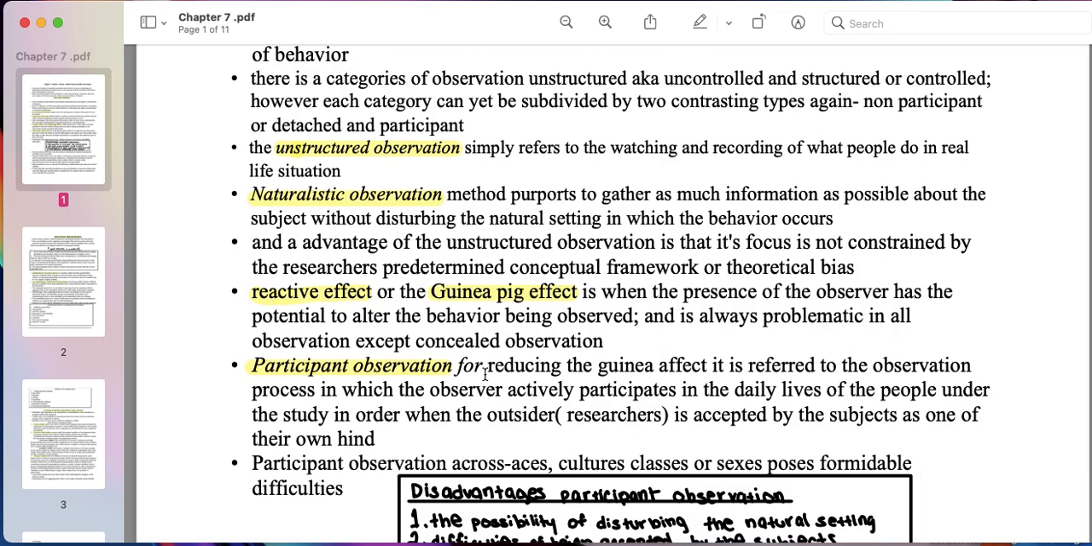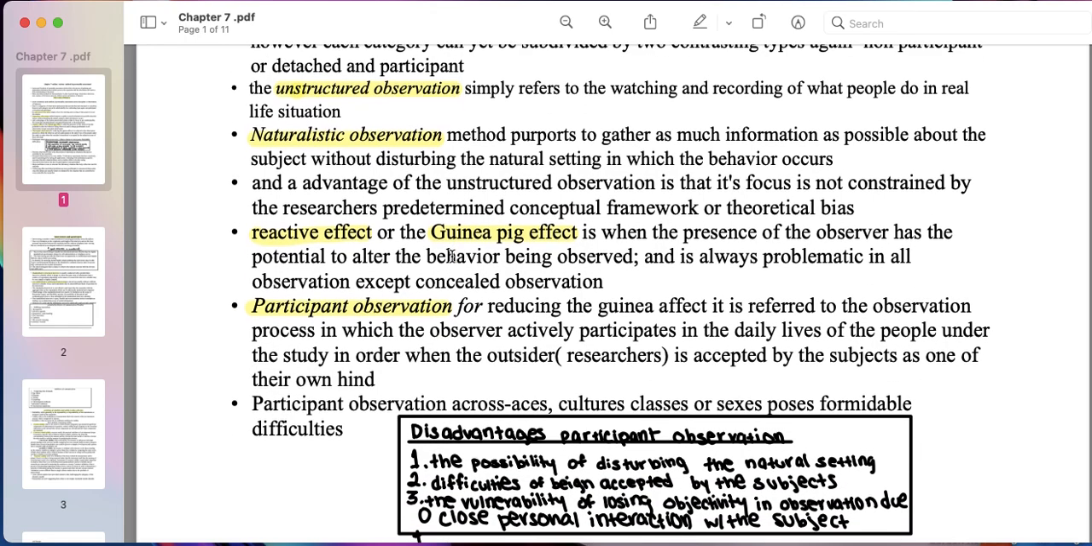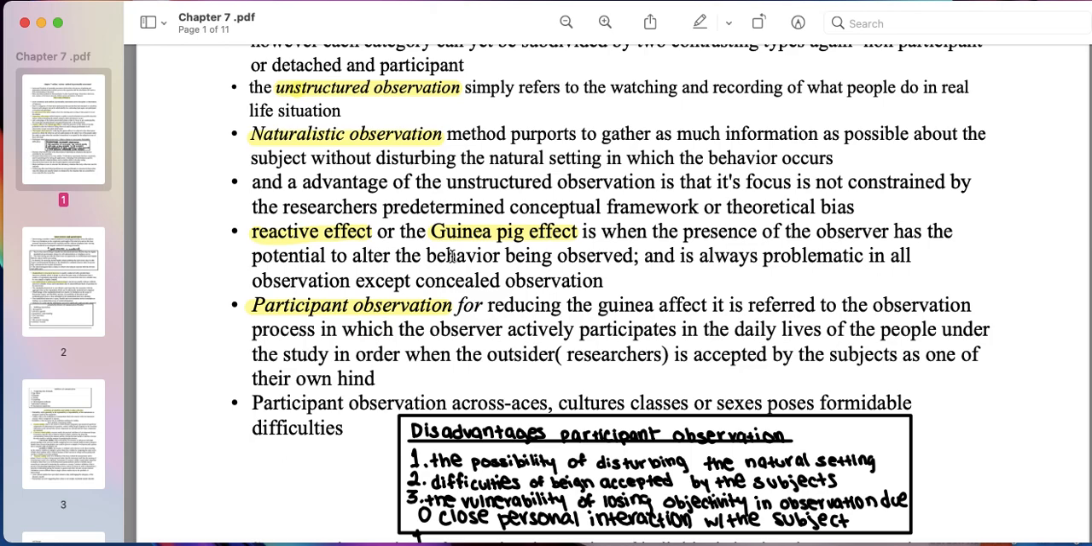Then we have naturalistic observation methods, which is where we gather information as much as possible about the person without having to disturb their natural settings or any behavior that they do. An advantage of an unstructured observation is that it focuses on the researcher's predetermined conceptual framework or their theoretical biases.